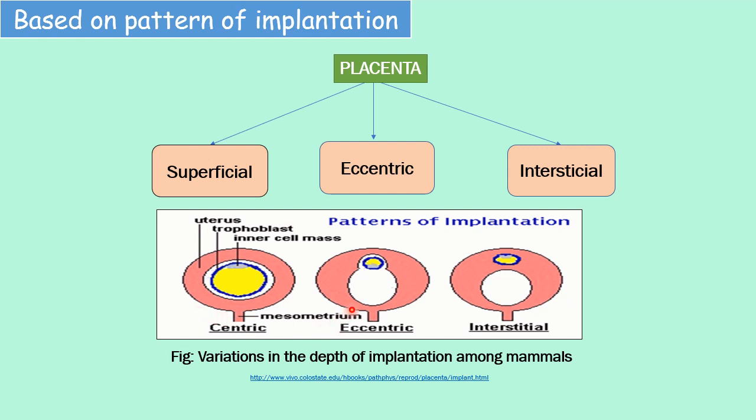In the eccentric type of placenta, the blastocyst lies for a time in a fold which closes off from the main uterine cavity. This type of placenta is found in beaver, rat, mice, and squirrel. And in the interstitial type of placenta, an extremely intimate contact exists between fetal and maternal tissues. Therefore, the blastocyst penetrates deep into the uterine wall and the development of the embryo takes place inside the uterine wall. This type of placenta is found in hedgehog, guinea pig, some bats, and ape.